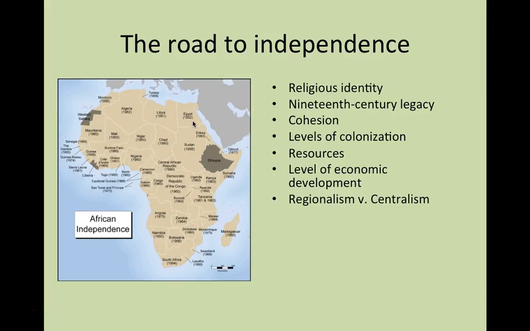We talked about this a little bit already, about cohesion. But let me say one more thing about this, regionalism versus centralism. There was a great debate among people seeking independence over the shape that their nation would take, and this is one of the things that led to the way the process of independence unfolded. Nigeria is a good example of a country that was highly regionalized, that resisted centralization.